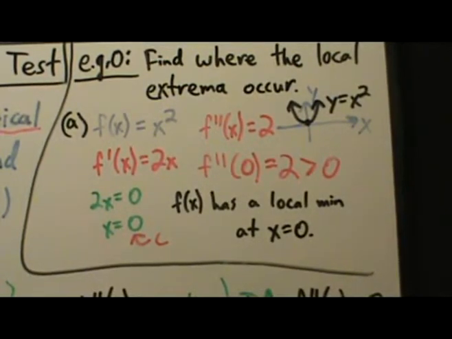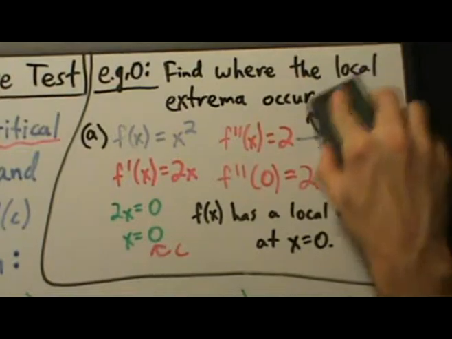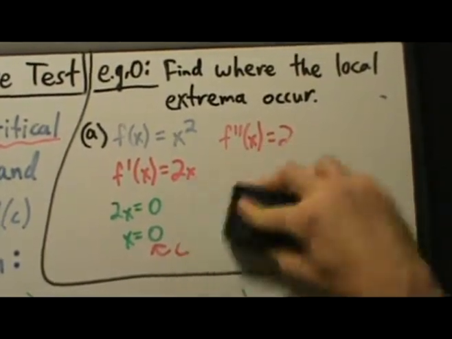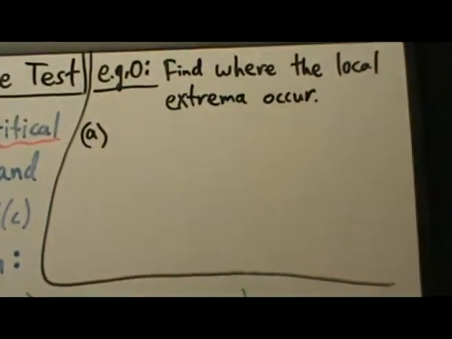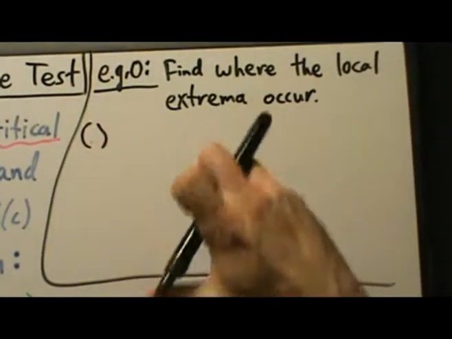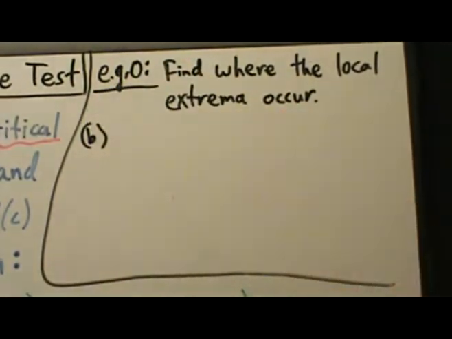So let's do part B, which is fairly similar but a little bit different. We'll erase this. So part B, same instructions for all the parts in this example. Just find where the local extrema occur. And again, if you want to find out what the actual extreme value is, just take your x value and plug it back into the original function. But we're not so concerned with that because that's all the same as what we did before.